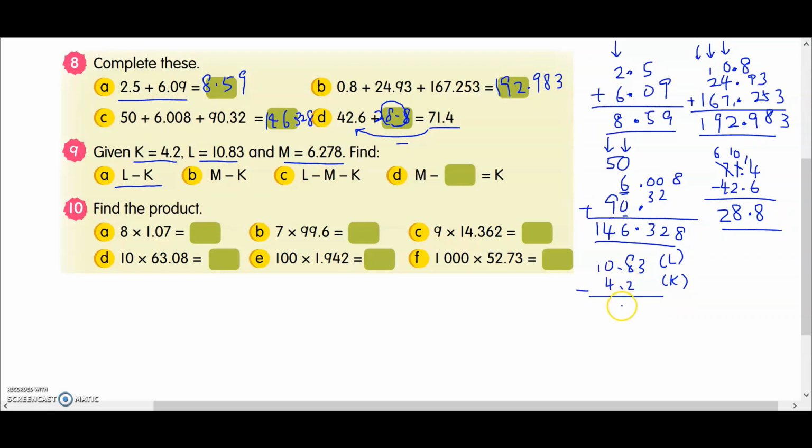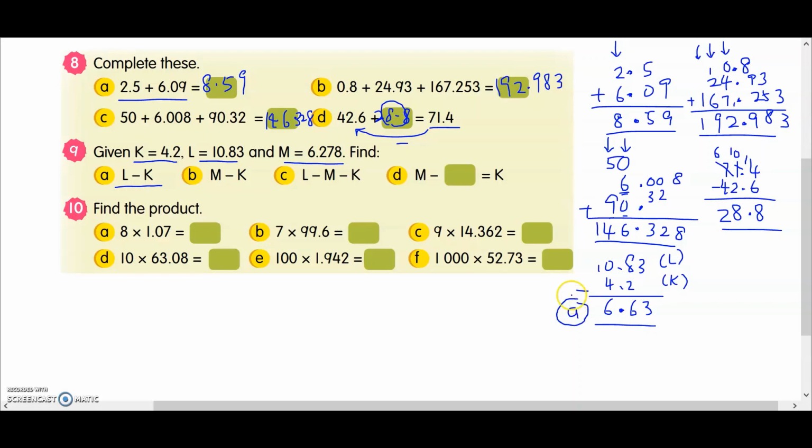Now point and point together, right, in the same row. 3 minus nothing, that means 0. 3 minus 0 is 3. 8 minus 2 is 6. 10 minus 4 is 6. So the first one is 6.63. This is A.